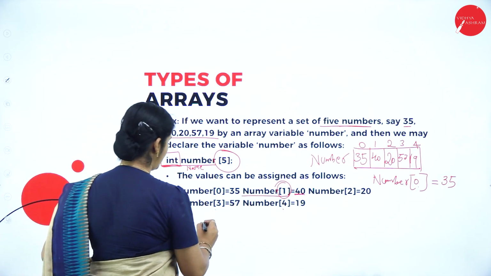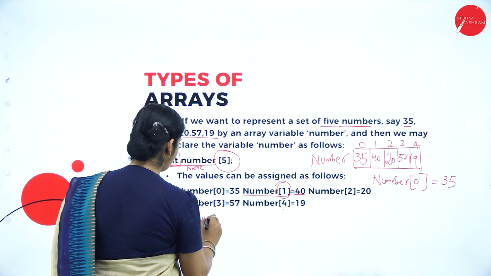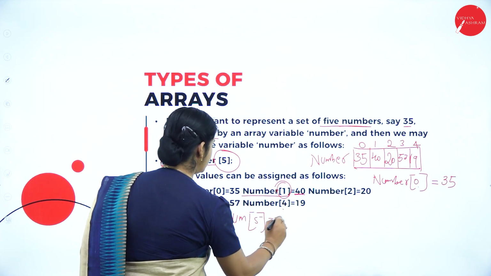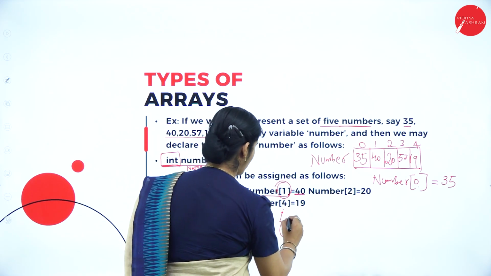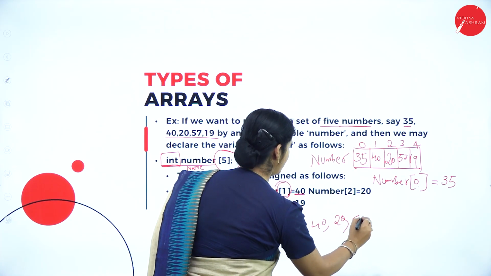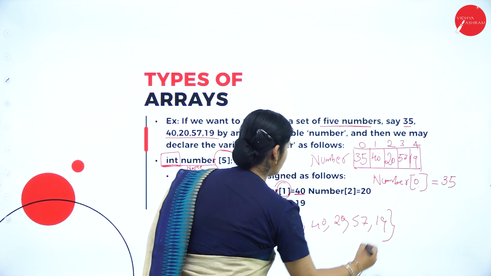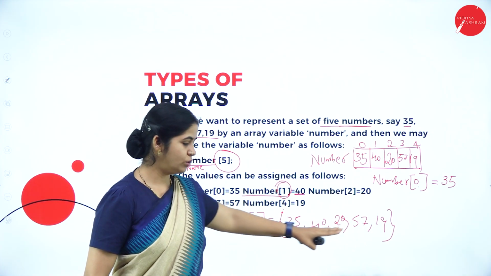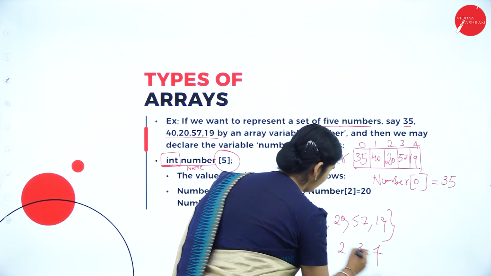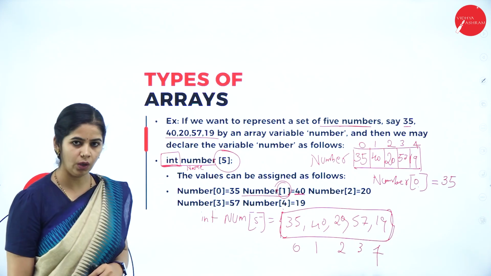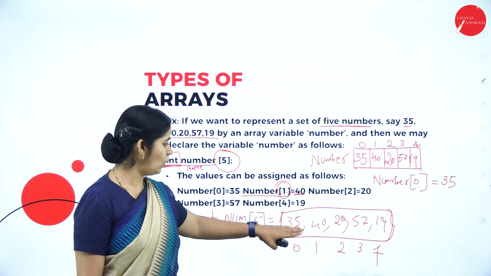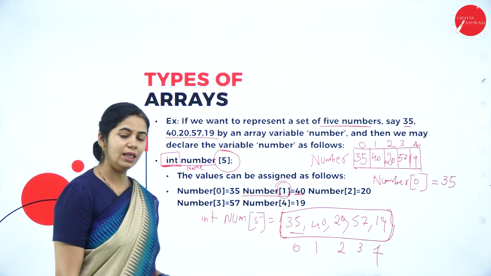There is another way of assigning the values of an array. Instead of doing this, int num of 5 is equal to, directly I can give the values as 35, 40, 20, 57 and 19. So it is a linear array, right? It will take the positions 0, 1, 2, 3 and 4. Okay, clear? This way also we can declare, and this way. This is a very tedious job to do, so the usual practice is to declare the array in the second method.